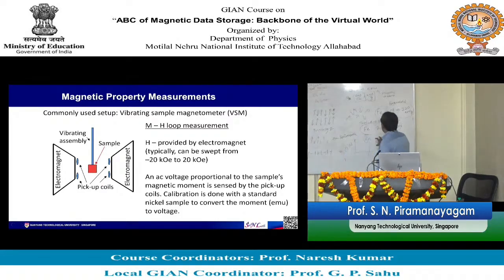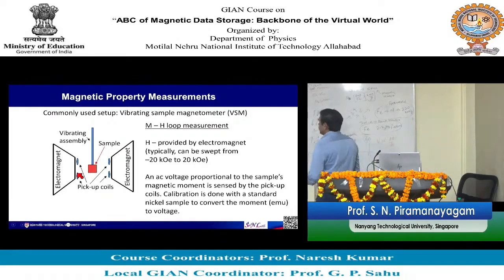Okay. Then these two pickup coils are the ones which are going to pick up the voltage. Okay. So, what happens is that during the measurement the sample will be vibrated. Okay. So, if the sample has a magnetic property, there will be a magnetic flux. That magnetic flux will be changing as a function of time, and these pickup coils will give you certain voltage. So, based on this voltage we can measure the sample's property.